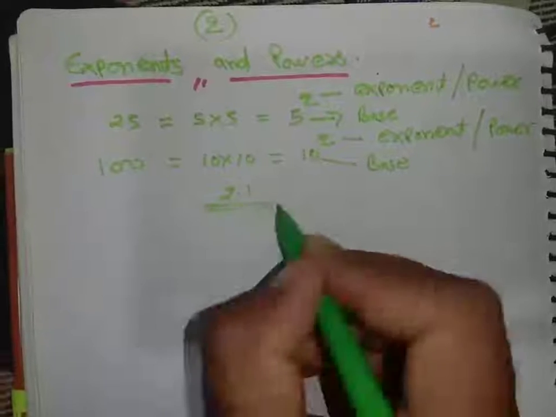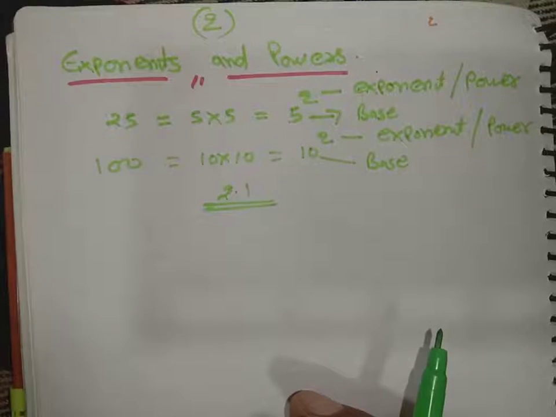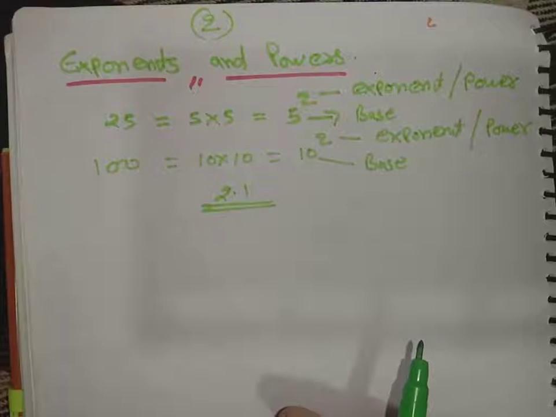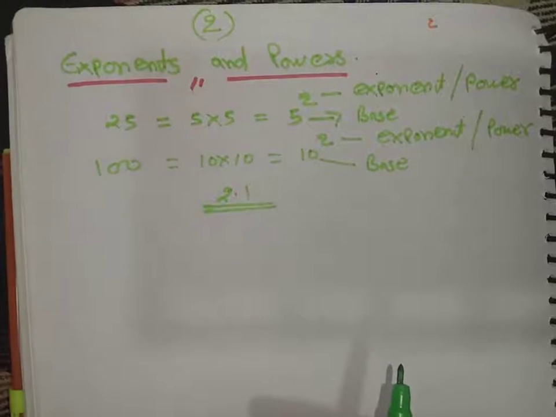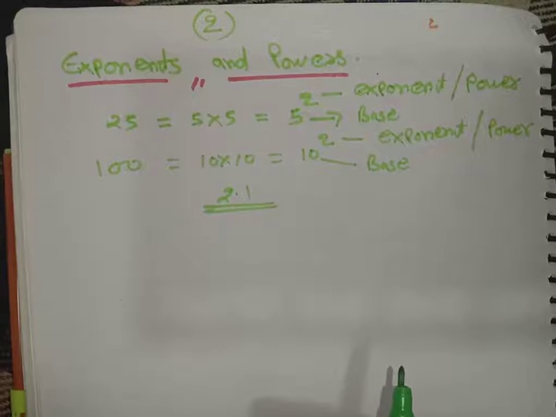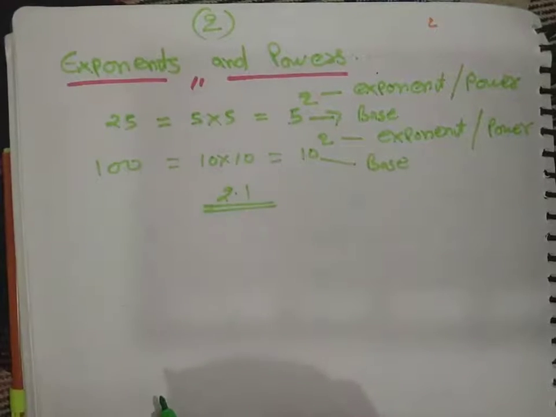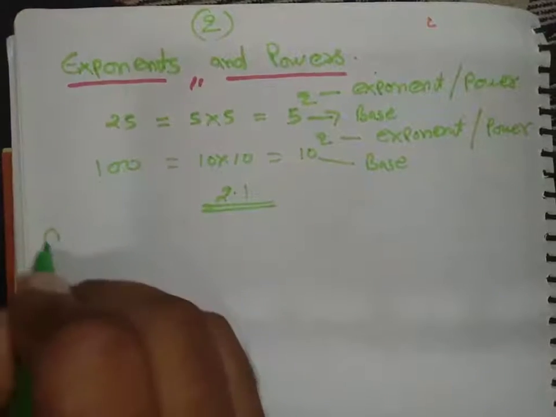Exercise 2.1. The first question is revision. We have already learned about exponent and power in class 7, so these exercises are very easy. The first question is: express the following in exponential form.